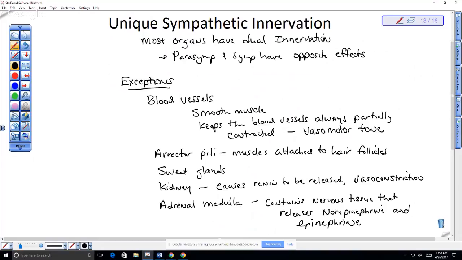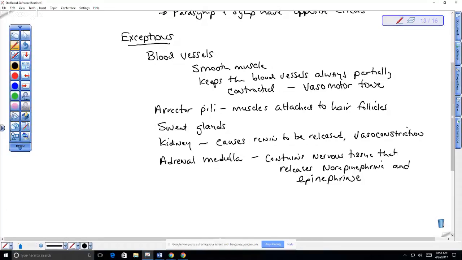Okay. So these are not only neurotransmitters, but they're also hormones, right? So these are also hormones. And so they are released into the blood and have relatively long-term effects.